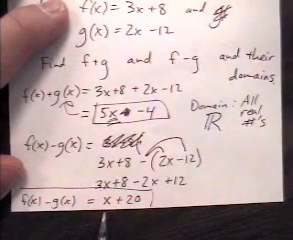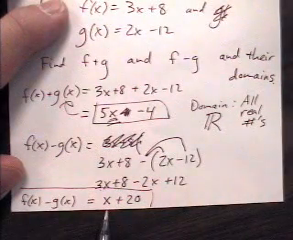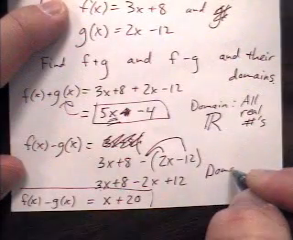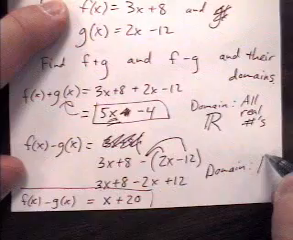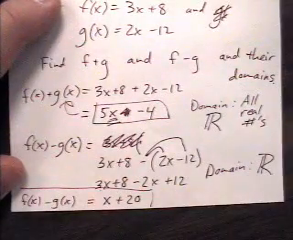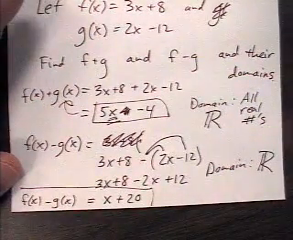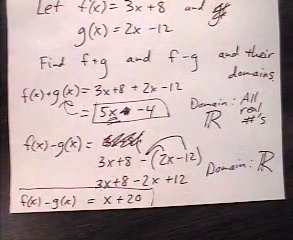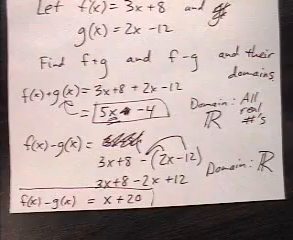Is there any number in the universe which you cannot add 20 to? So I guess the domain for this one is also all real numbers. So we're going to be asking you, not only can you add and subtract, multiply, and divide, but do you know what numbers are possible for x?